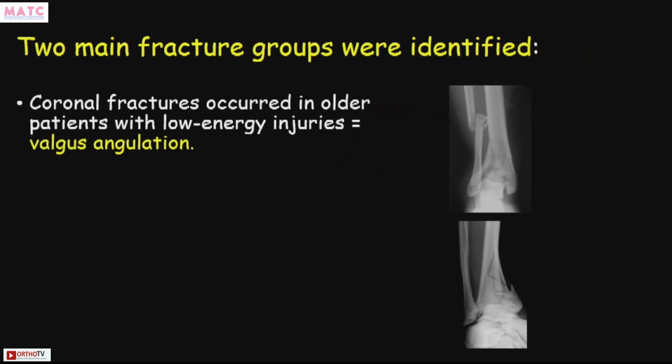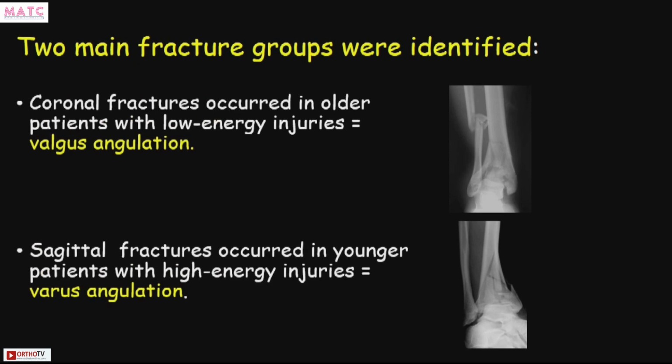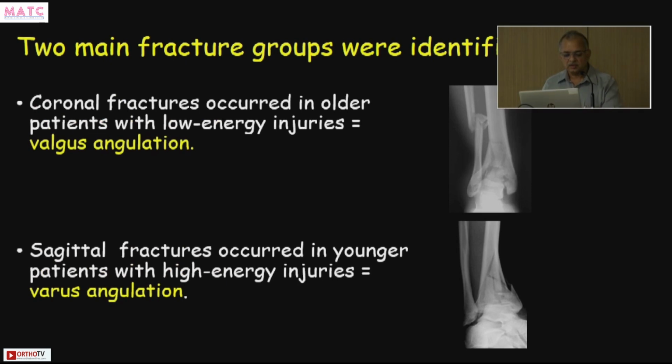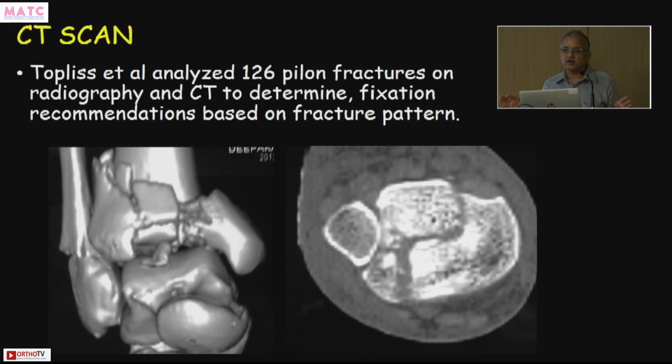There are two main groups which can be identified. The first group has a coronal fracture, which is usually seen in the elderly. These are low energy injuries, and usually they have a valgus angulation. The second one is a sagittal fracture. They occur in a younger individual with a high energy injury, and they usually have a varus angulation. So two groups, one is angulated in valgus, the second group is angulated in varus. Both have a different management. So I'll come to it again.